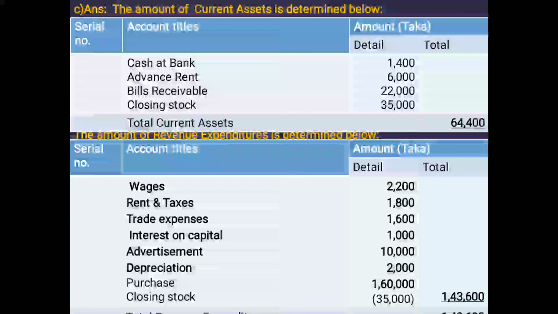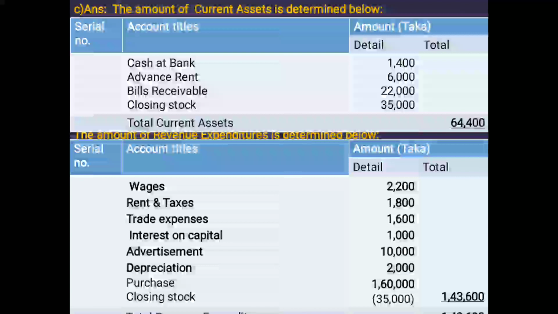Depreciation is the amount of reducing value of tangible fixed assets, so it is a revenue expenditure or expense, and is written in revenue expenditure, taka 2,000. Purchase is the biggest amount of expenditure for business, so it is written in revenue expenditure for taka 1,60,000. Another item is closing stock, but it is written as a negative figure, taka 35,000.